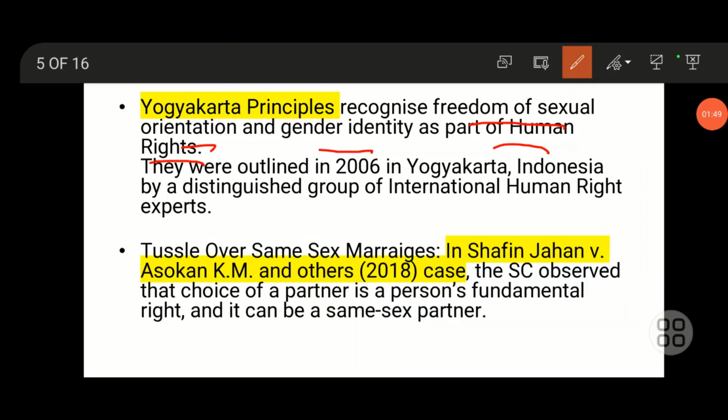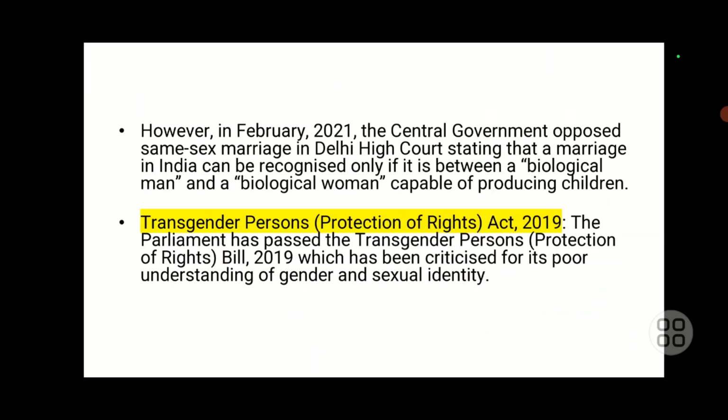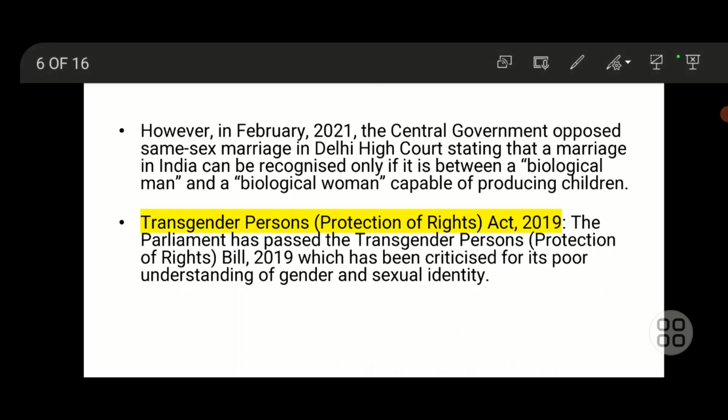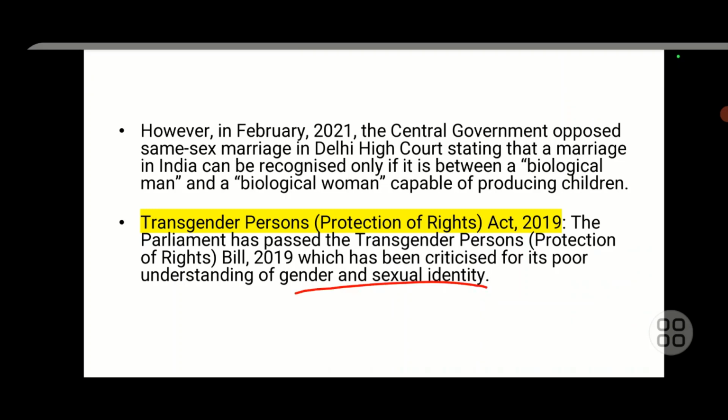Also in the Shafin Jahan versus others case, the Supreme Court observed that the choice of a partner is a person's fundamental right, and it cannot be a same-sex partner. You also need to know about the Transgender Persons Protection of Rights Act 2019, which the Parliament has passed, and which has been criticized because there is no clarity about sexual identity and gender.